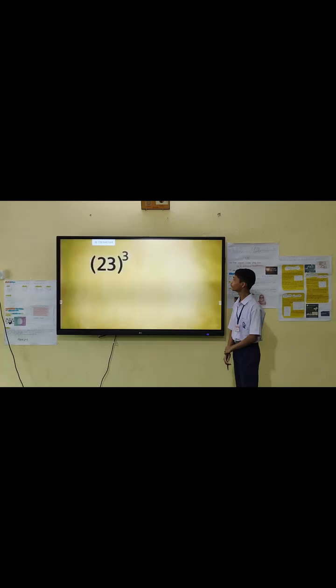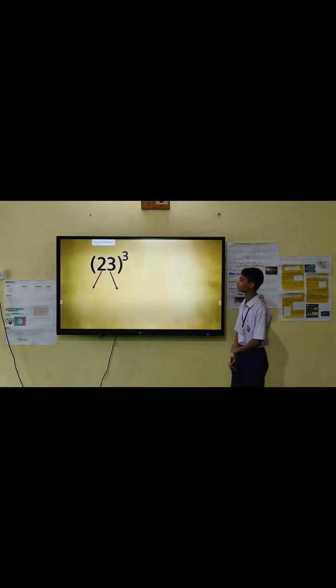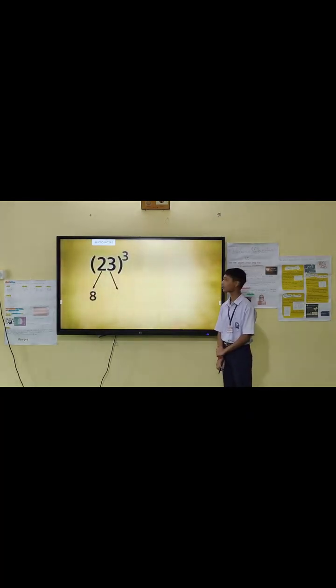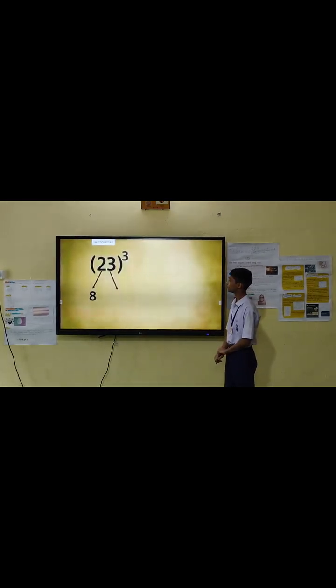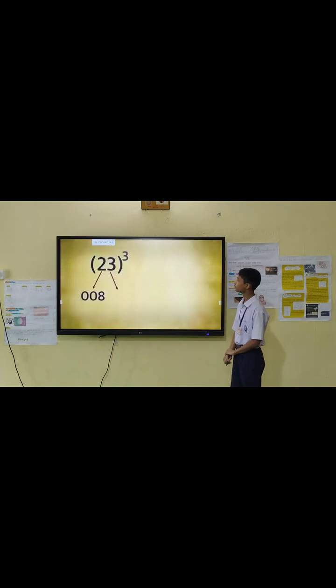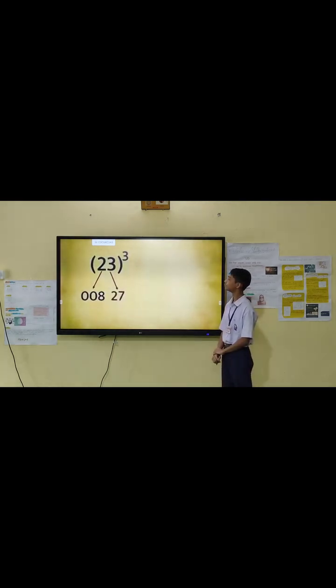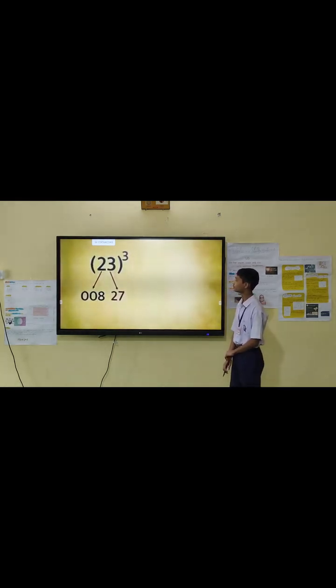Suppose we want to find the cube of 23. First of all, we will write the cube of 2 and 3 here. Now the cube of 2 is 8, but we cannot write 8 here because the number that will come here should be a 3-digit number, so it is very easy. We will write 2 zeros in front of 8 and it will become a 3-digit number. Similarly, the cube of 3 is 27. Now 27 is also not a 3-digit number, so we will write a 0 in front of it.